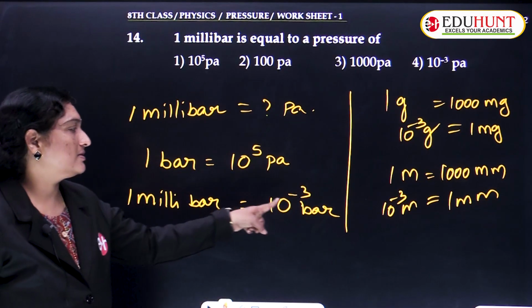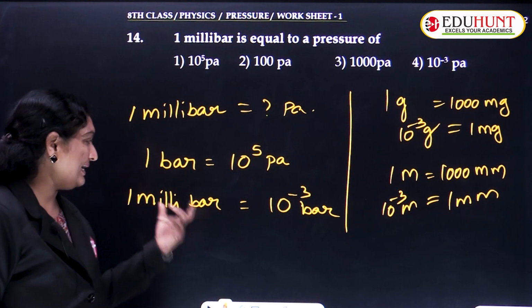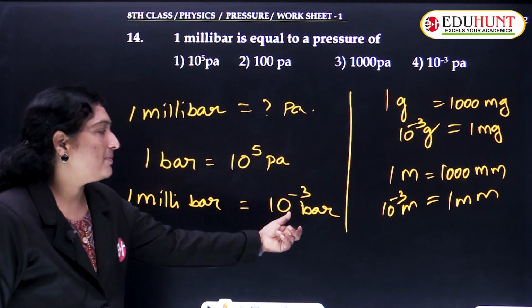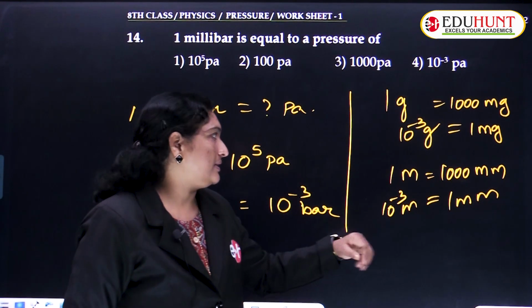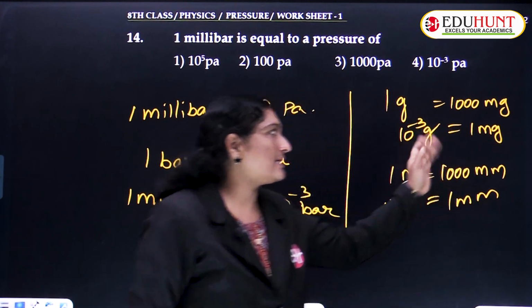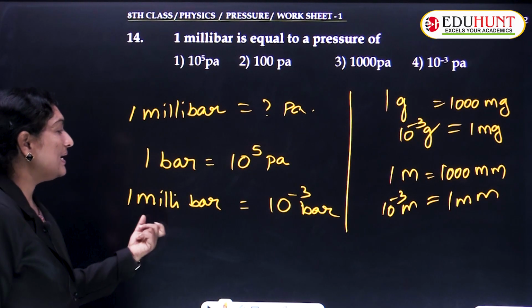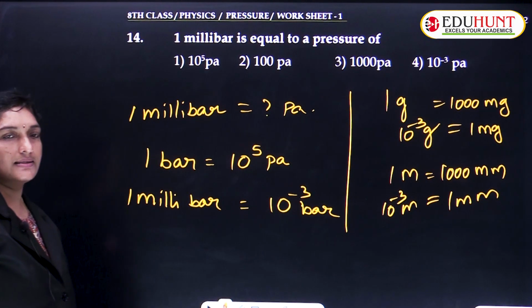1 millibar is equal to 10 power minus 3 bar. Millibar to bar means 10 power minus 3 bar. Millimeters to meters means 10 power minus 3 meters. Milligrams to grams means 10 power minus 3 grams. So, similarly, millibars to bar means 10 power minus 3 bar.